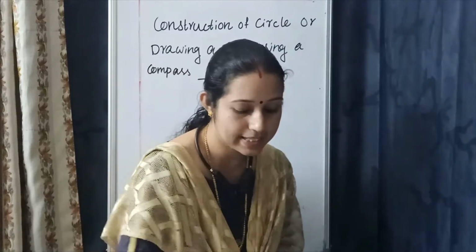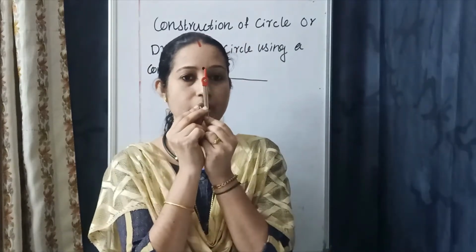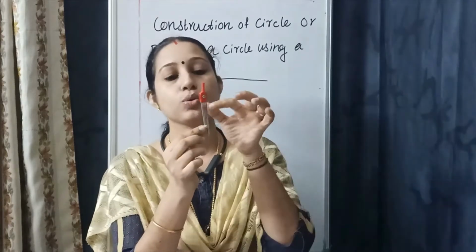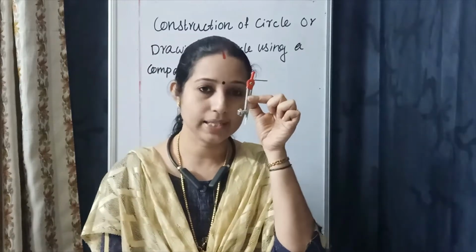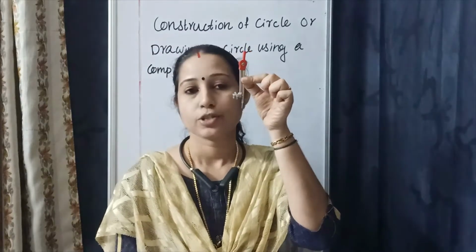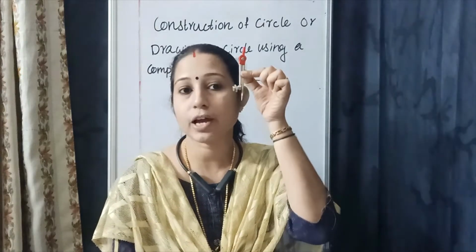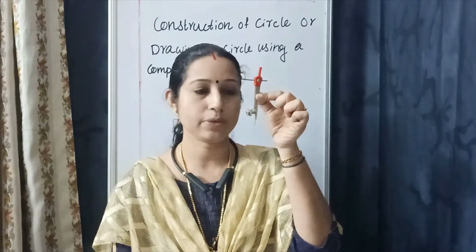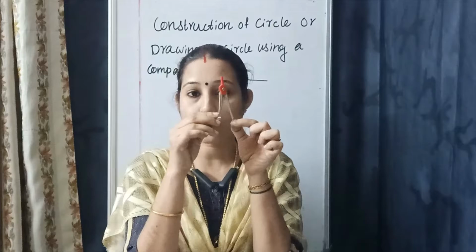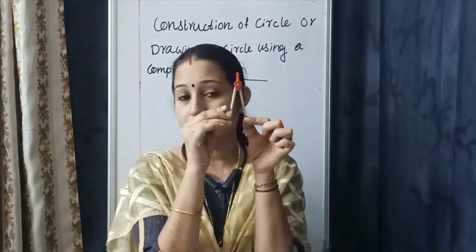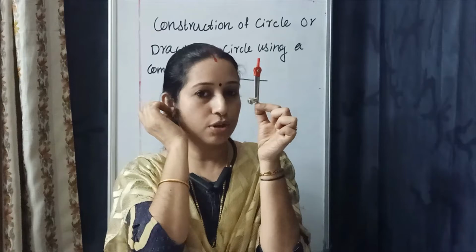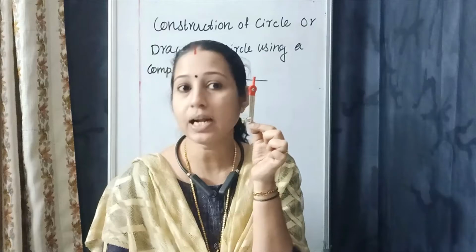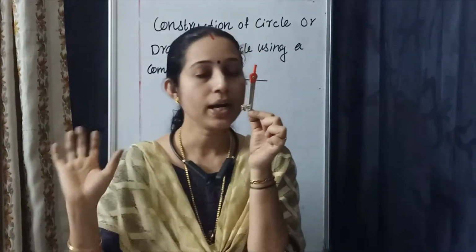To construct a circle, we need an instrument. The name of this instrument is compass. To construct or draw a circle, we use this compass. It is the geometrical instrument that we use to draw a circle, and we can see it in the geometry box. What is the use of this compass? We use it to construct or draw a circle with a given radius or diameter.